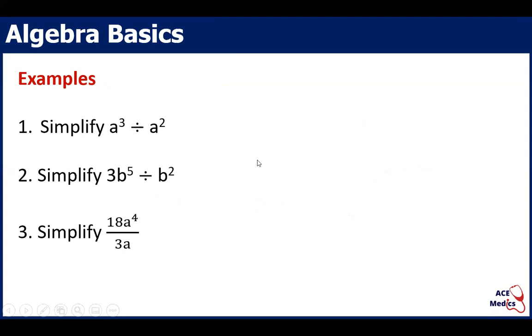So in the chat, can you number them 1, 2, and 3? For the powers, don't worry, you obviously can't put a power in the chat, but just put the number on the end after the letter, and that's fine. I'll know what you mean. Have a go at these 3 questions then, using that rule. So I'll give you a few minutes to have a go at those. Once you're done, pop your answers in the chat. There are about 7, 8 of you.